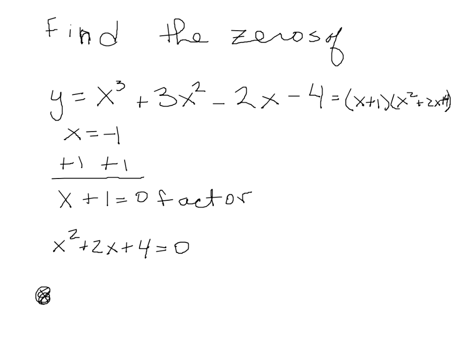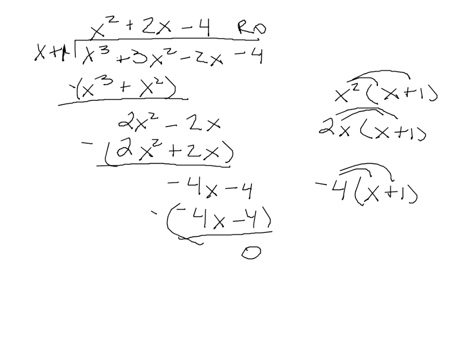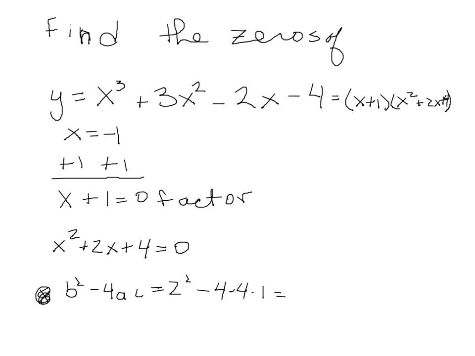So remember, first I find the discriminant. So that is b squared minus 4ac. So that's 2 squared minus 4 times 4 times 1. And so I get something wrong. Oh, I can't copy. That's a minus.